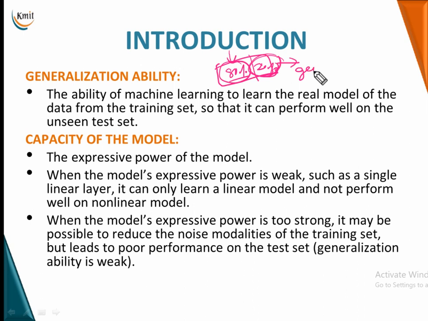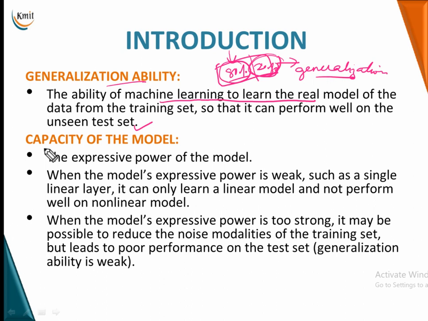So we call this particular ability of the machine learning model or a deep learning model as generalization. So the ability of the machine learning model to learn the real model of the data from the training set so that it can perform well on the unseen test set is called generalization ability.